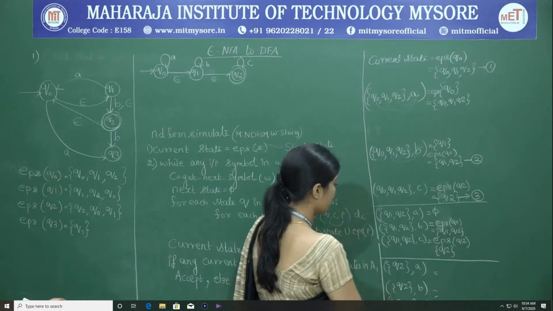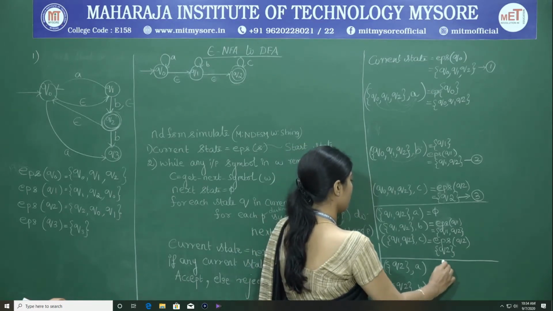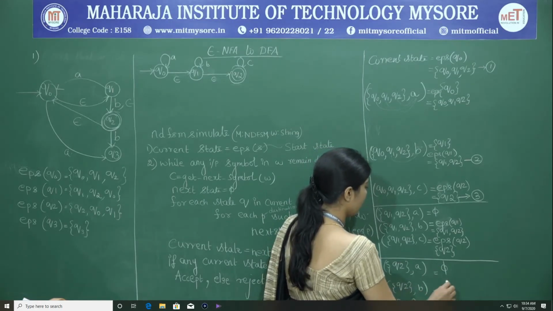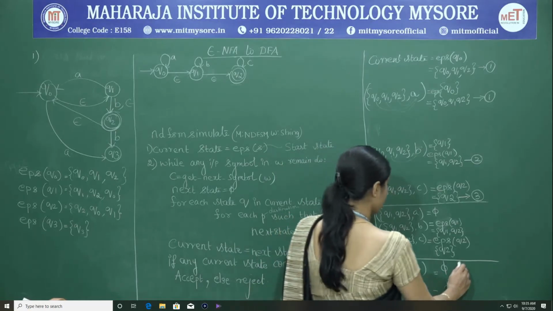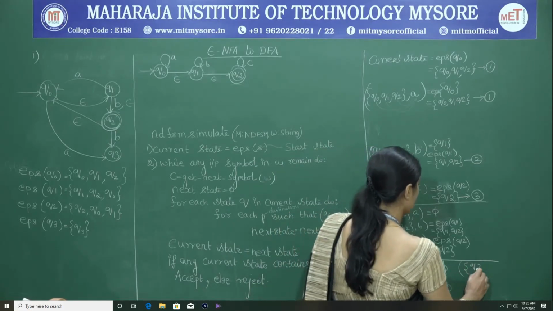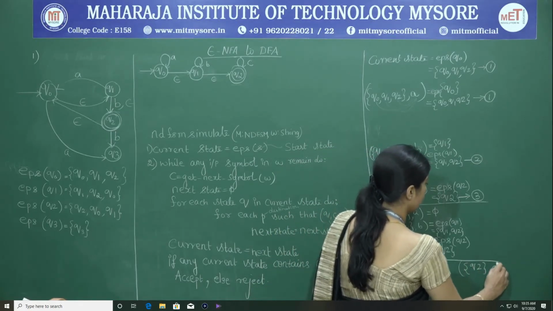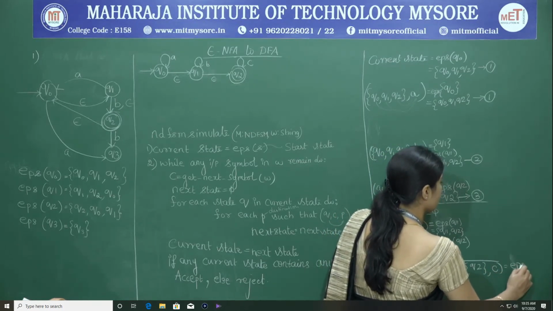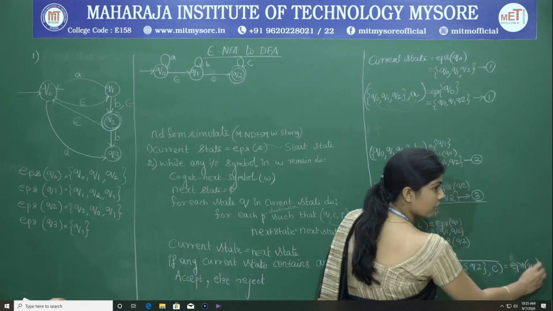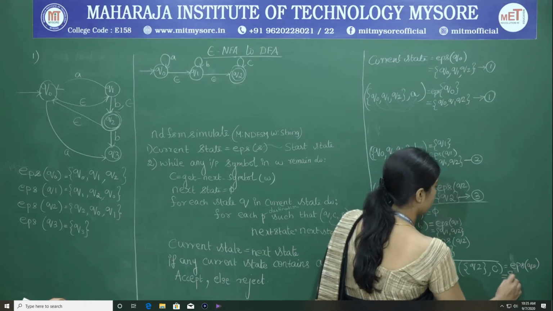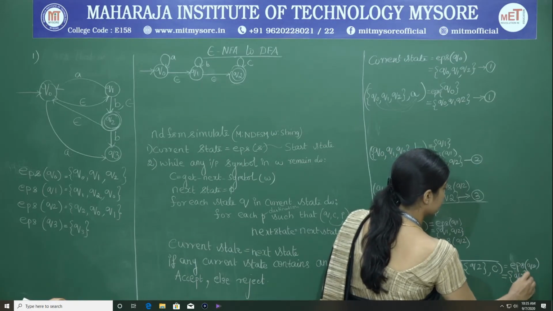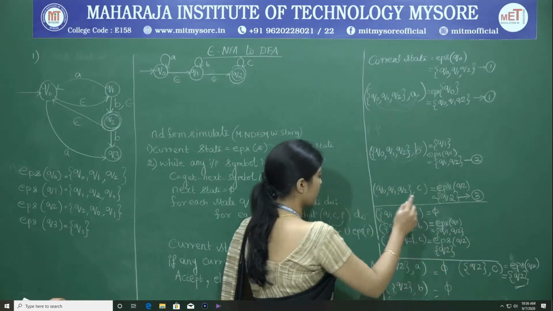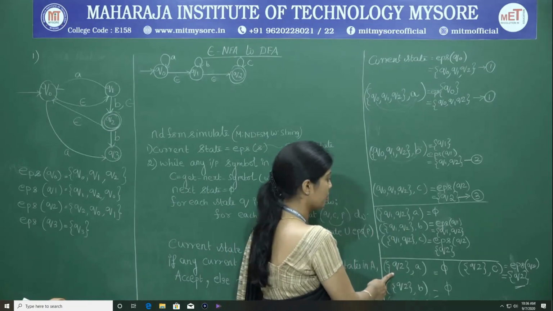So Q2 on A, there is no transition at all. So then we write a null. Q2 on B, there is no transition at all. We write a null. Then we find out the transition of Q2 on C, which is nothing but EPS of Q2. So when we have EPS of Q2, it is nothing but the state Q2. So this is no new state because we have already considered that for finding out the transitions.